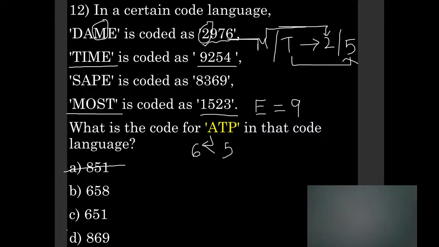Next, the last one is also eliminated. D is also eliminated. So we are left with B and C. We require the P value. What is the value for P?